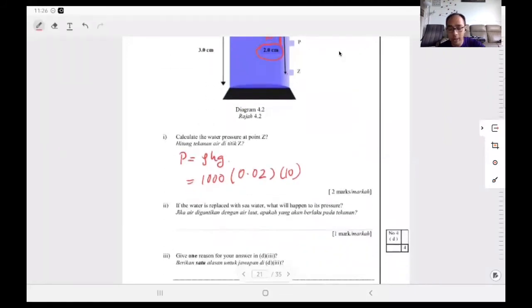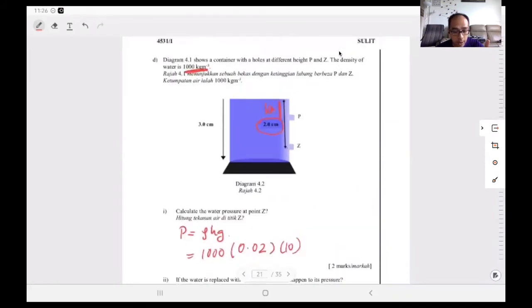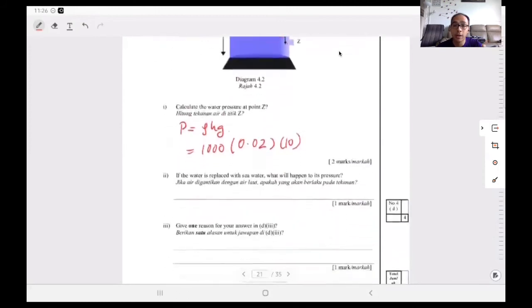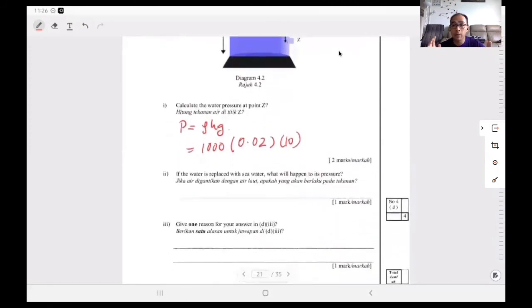Okay, if water is replaced with seawater, what will happen to its pressure? And give the reason why. What kind of water is this originally? Normal water. So let's compare seawater and normal water. Which one has the higher density? Obviously, seawater has higher density. So with higher density, the pressure will increase, because the density of seawater is higher.